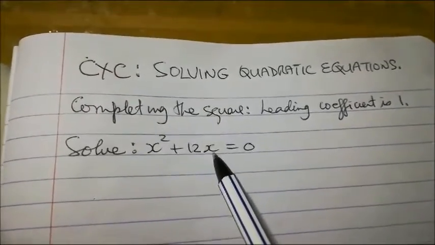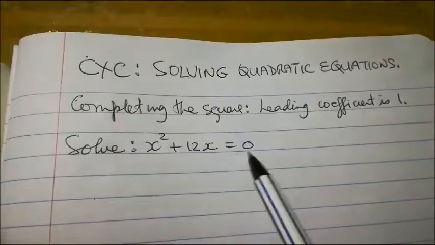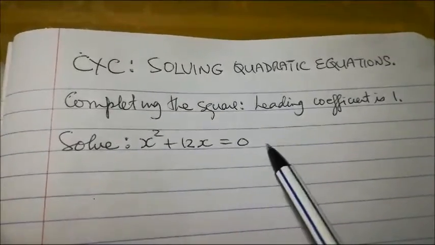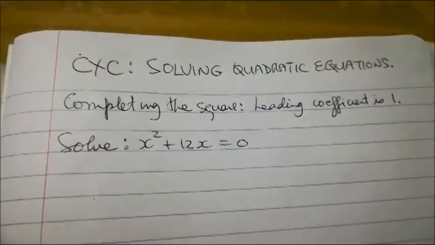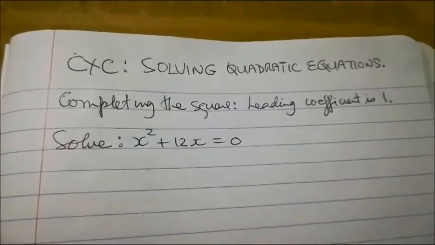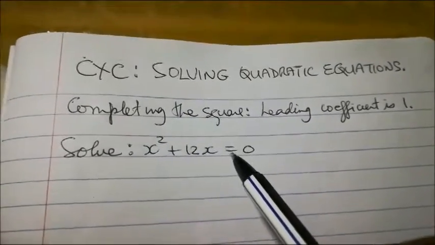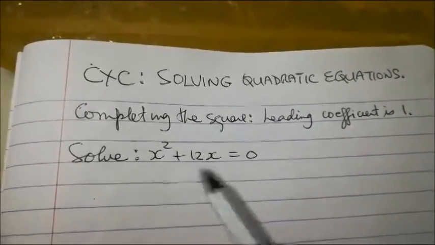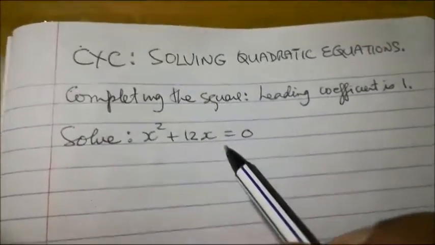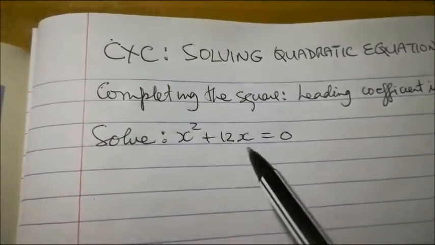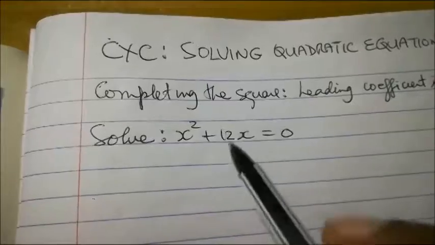The coefficient before x is 12. There's no third coefficient here. Normally you would see a third number without any x's. This we call a constant, but it is missing here. Solve this, which means that you want the value for x.